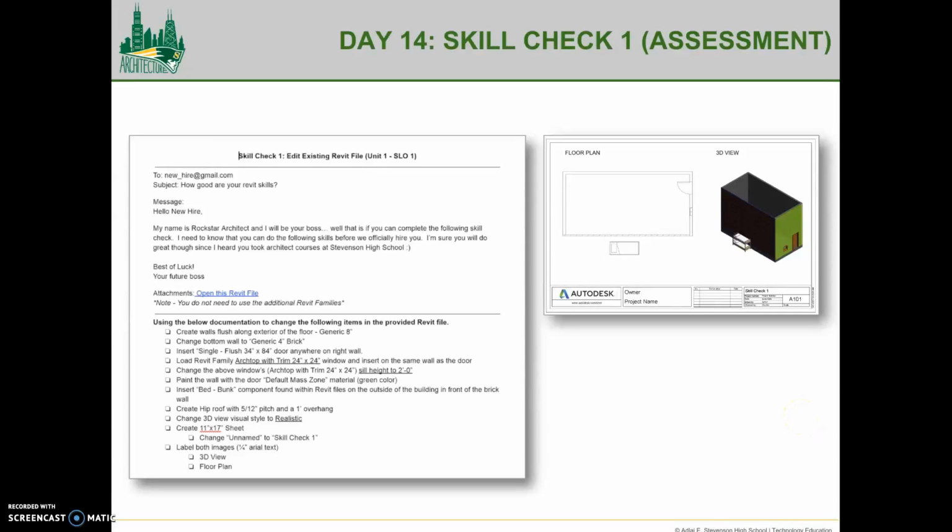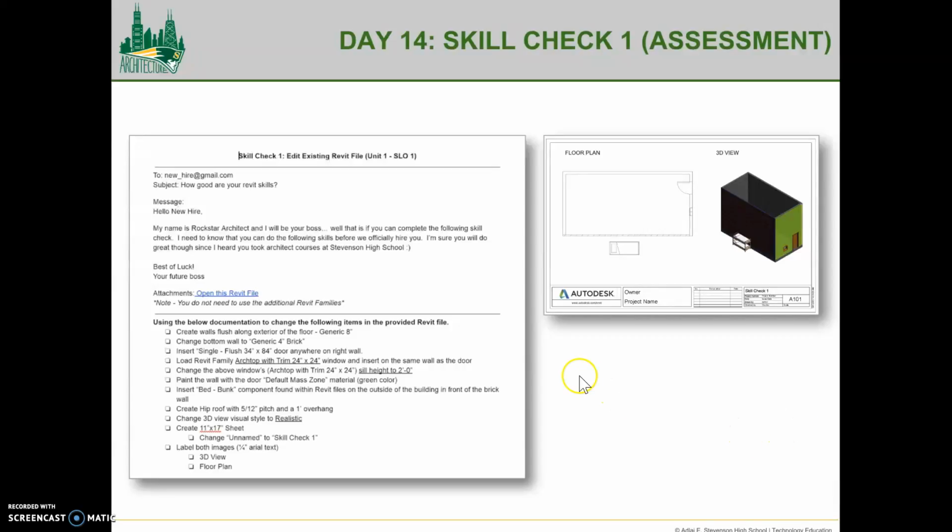As the last day of this unit, we provide students a formal assessment to figure out where they are in their Revit skills. Because during the project, they can ask us for help, their peers, they can reference those video resources we gave them. So we actually do a formal assessment to see how well they've developed in Revit.